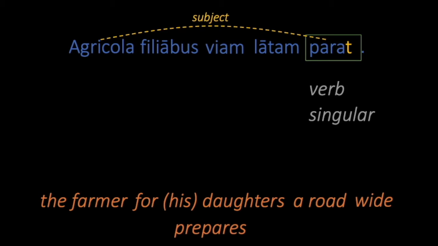So that gives us the farmer for his daughters a road wide prepares, or the farmer prepares a wide road for his daughters. Awesome. Let's try another.